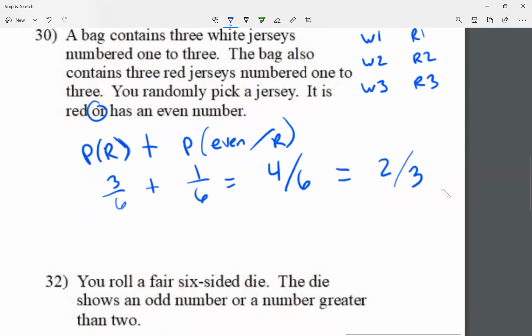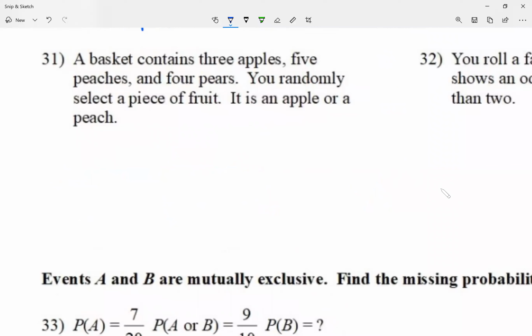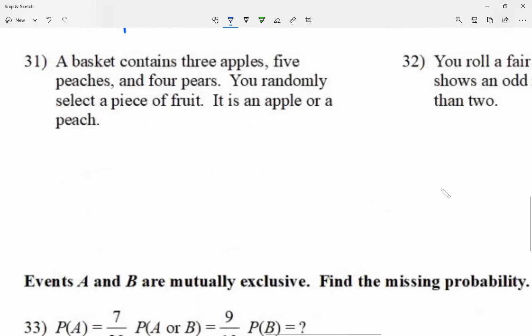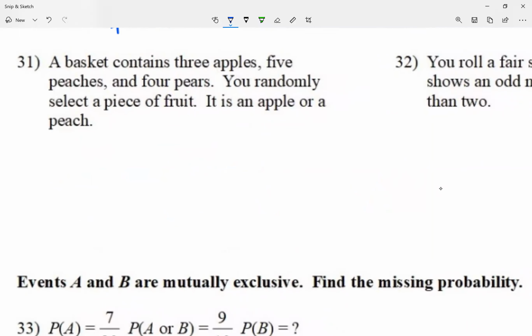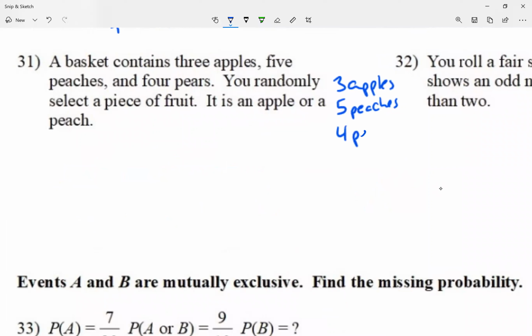Cool. Take a look at number 31. There's a basket that contains 3 apples, 5 peaches, and 4 pears. You randomly select a piece of fruit. It is an apple or peach. So probability is an apple or, so I add, then peach.